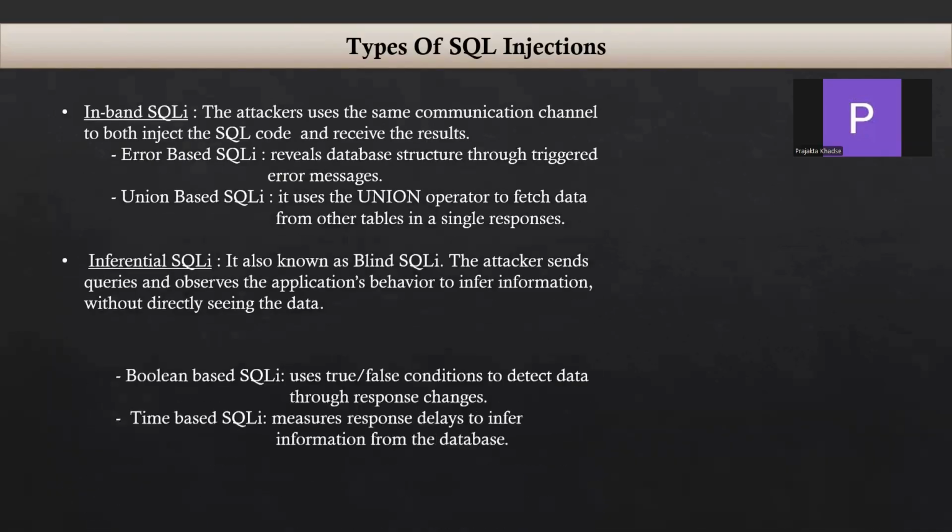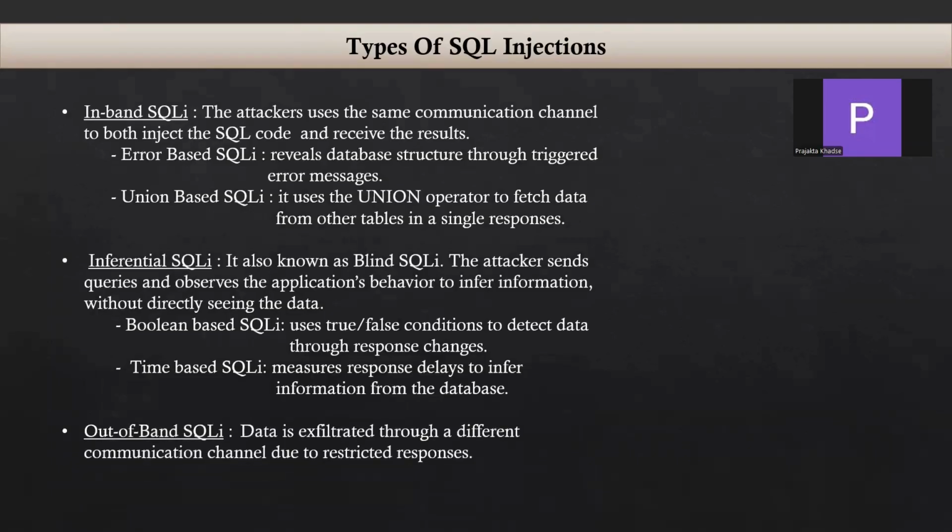Let's see the types of SQL injection. There are mostly three types of SQL injection attacks. First is in-band SQL injection, second is inferential SQL injection, and third is out-of-band SQL injection. Let's see the first one, in-band SQL injection. It is the most common type of attack, where the attacker uses the same communication channel to send the malicious query and receive the result.